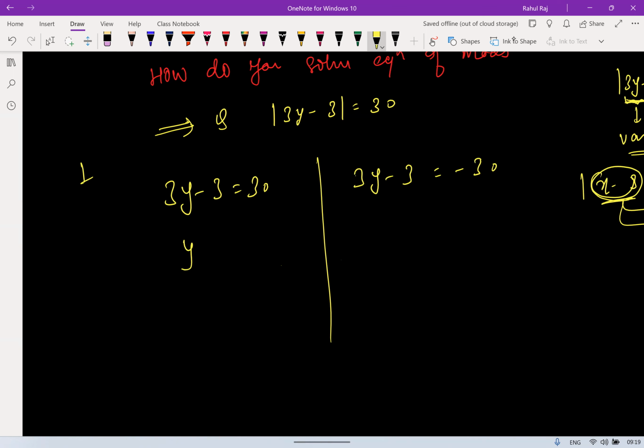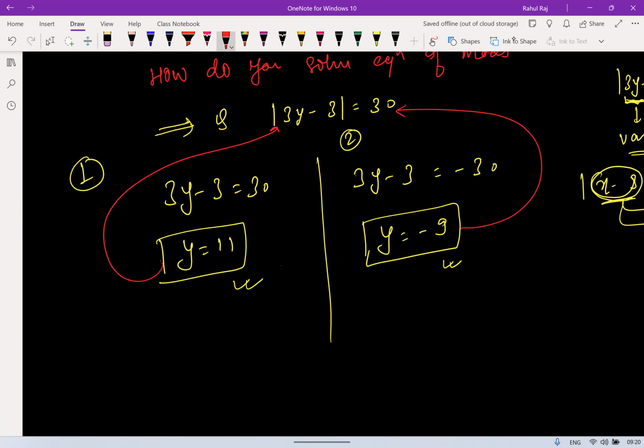But when you are solving it in this way, with case one and case two, there's one thing that you need to do after you are done. Now you've got two solutions, y is equal to 11, y is equal to negative 9. I told you, when mod is on one side of the equation, you have to check the validity of your solution. Validity means that when I put this solution back into the equation, LHS should be equal to RHS. So when I put 11, 33 minus 3, mod of 30 is 30, done. When I put y is equal to minus 9, that is minus 27, minus 27 minus 3 is minus 30, mod of minus 30 is 30.